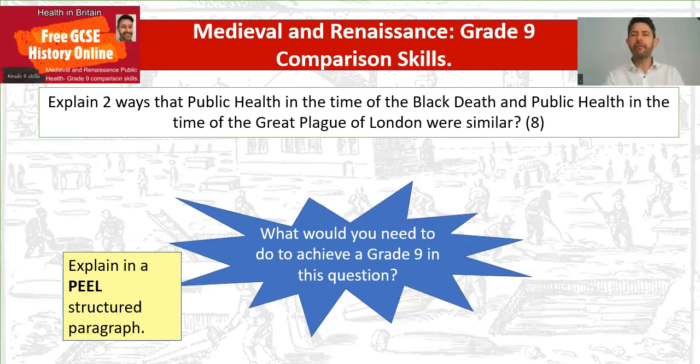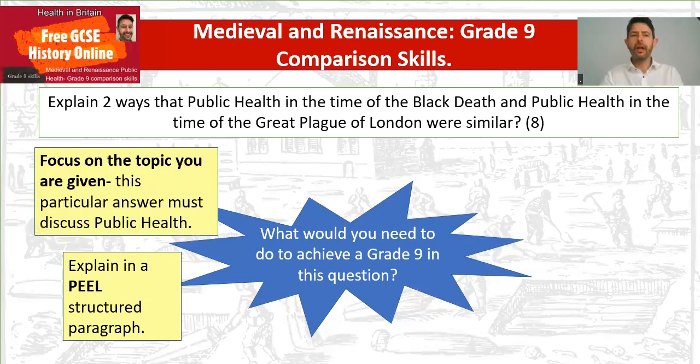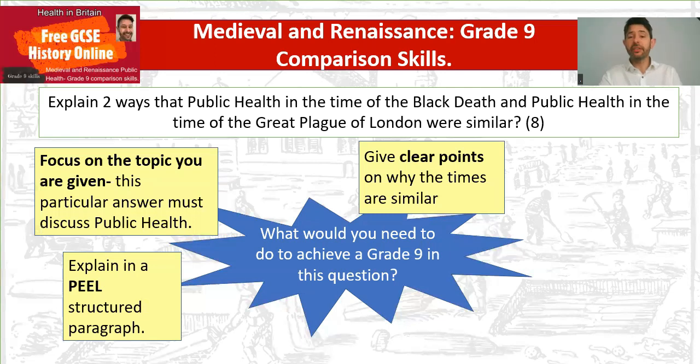Well structured, focusing on the question. We are looking for focusing on a topic, which is public health in this case, and the two time periods, Black Death time and the Great Plague time. That does not mean specifically the Black Death or specifically the Great Plague, although they're going to be a big focus of yours. It does say the time of, so you can sort of focus around that time period. You need to give clear points on why they are similar. And it's an explain question. So you need to explain why they are similar, not just how they are similar.